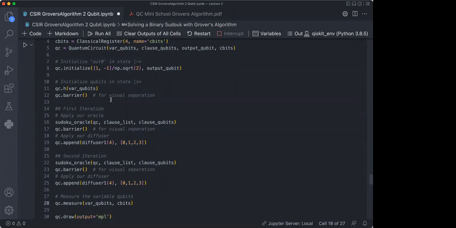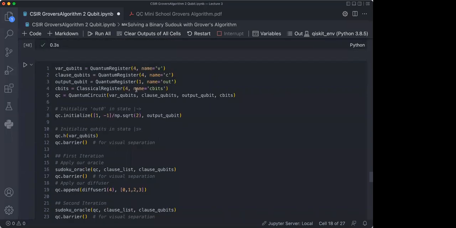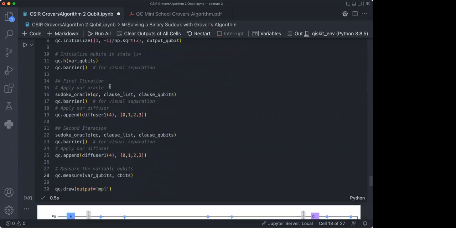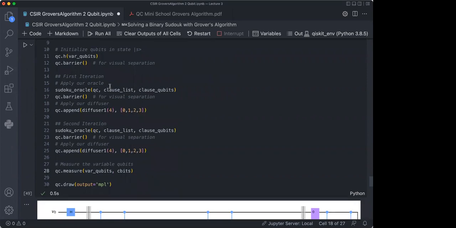Once we've done that, we need to initialize the qubits into a uniform superposition. So all the variable qubits need to be placed into a uniform superposition. Something important to remember is that the qubits that we're actually using in Grover's algorithm are the variable qubits. The clause qubits and the output qubit are sort of auxiliary qubits that we're using to help check the conditions. But we're only ever going to apply the diffusion transformation and measurement to the variable qubits. So by placing all of the variable qubits in a uniform superposition, once we've done that, we need to do iterations of our Grover's oracle and our diffusion transformation.